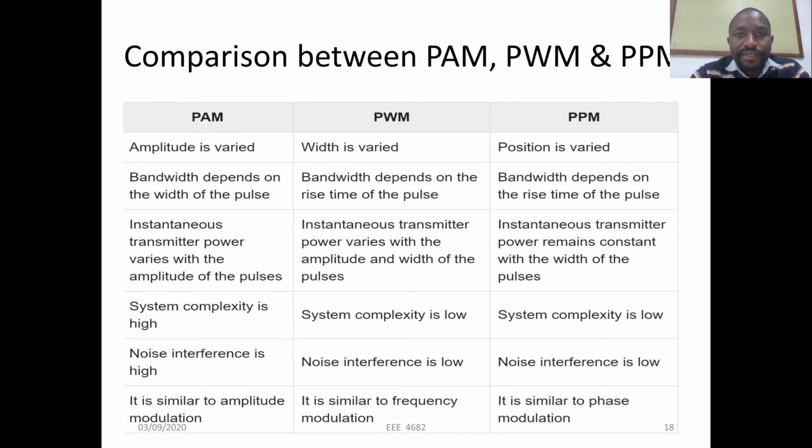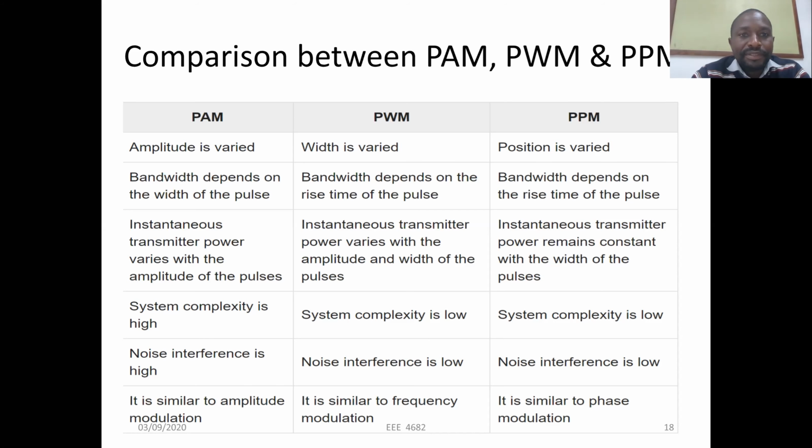Let's now compare the three in terms of amplitude. With PAM, it is the amplitude that you are varying, and you keep the frequency constant. With pulse width modulation, you are basically varying the width while keeping the amplitude constant. Same with pulse position modulation: you basically vary the position, keeping the amplitude and the width constant.